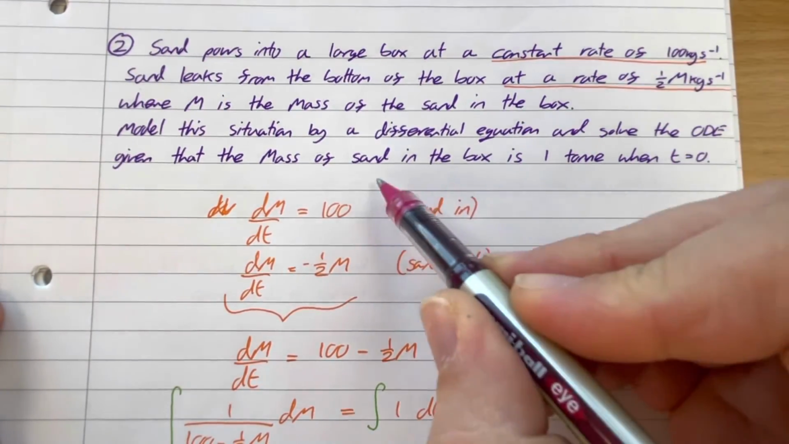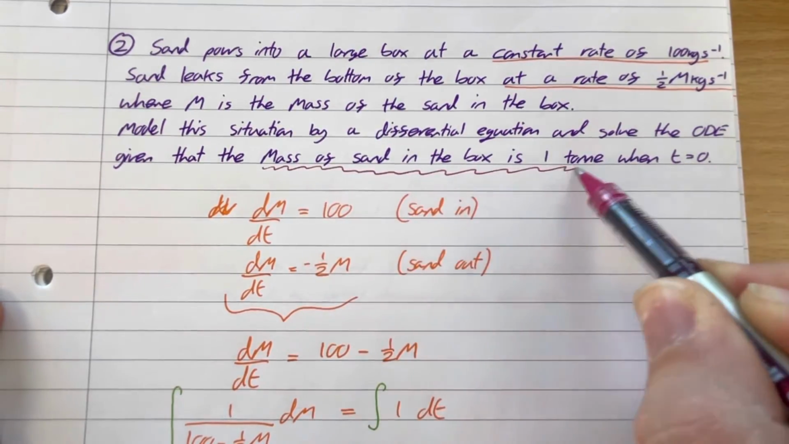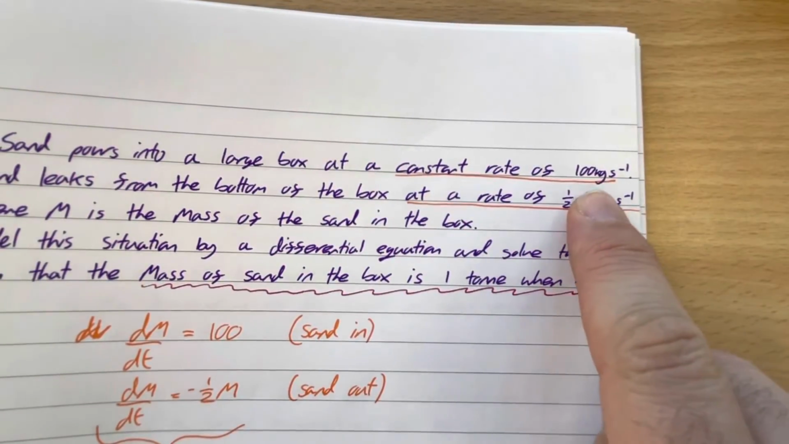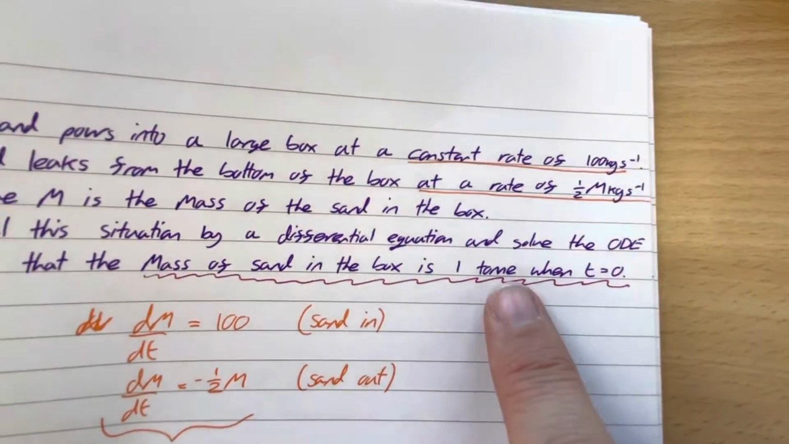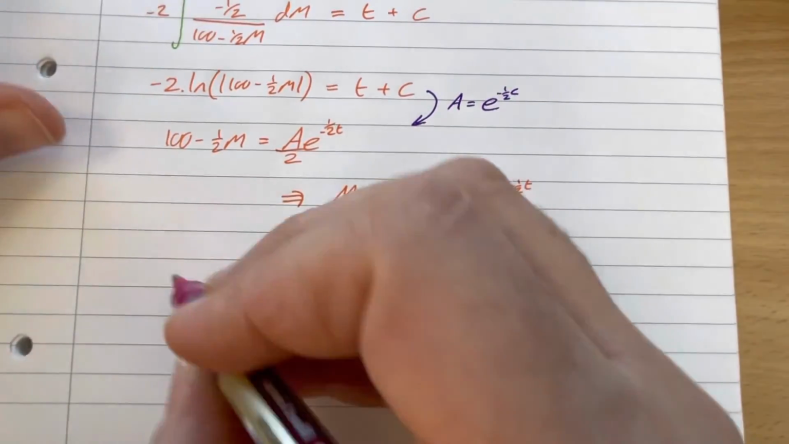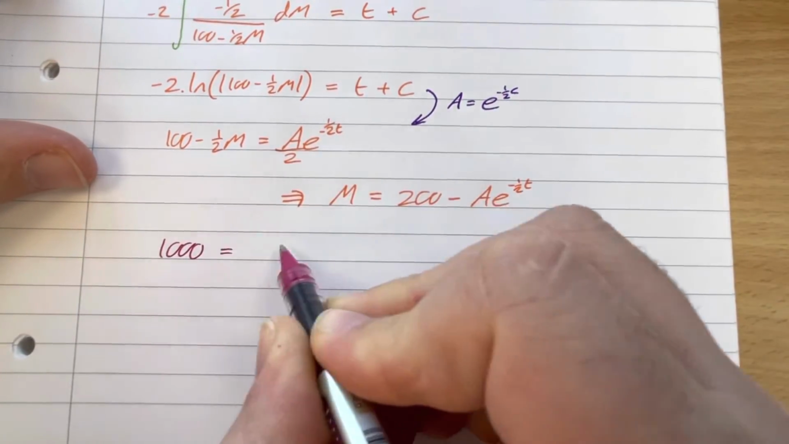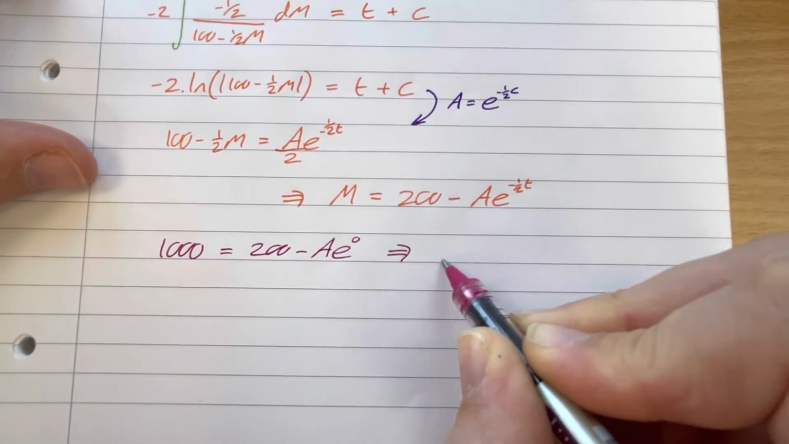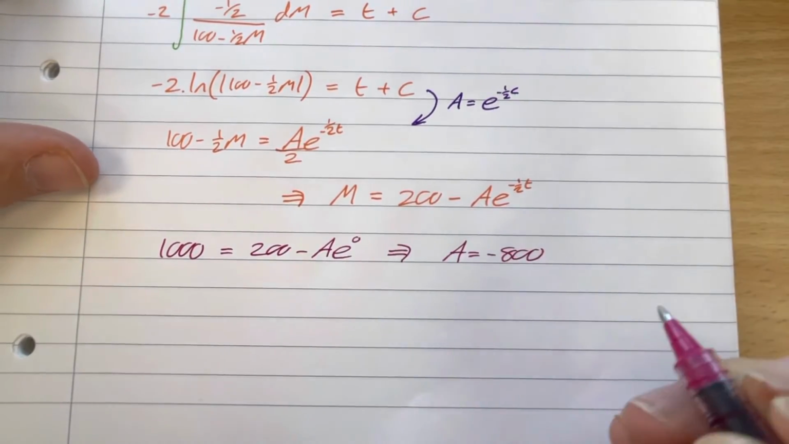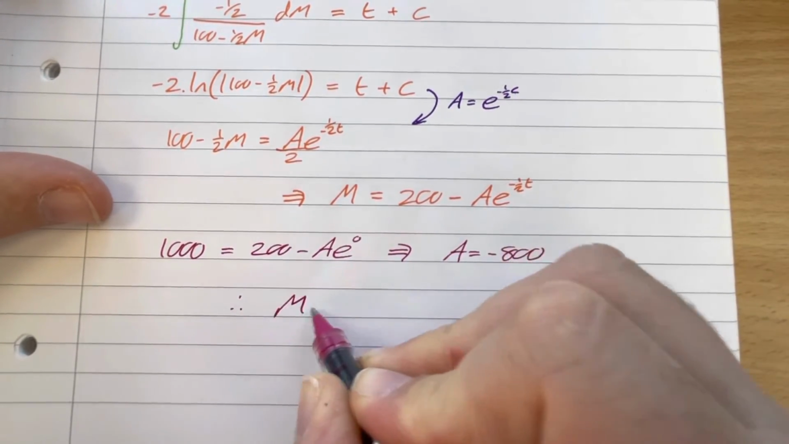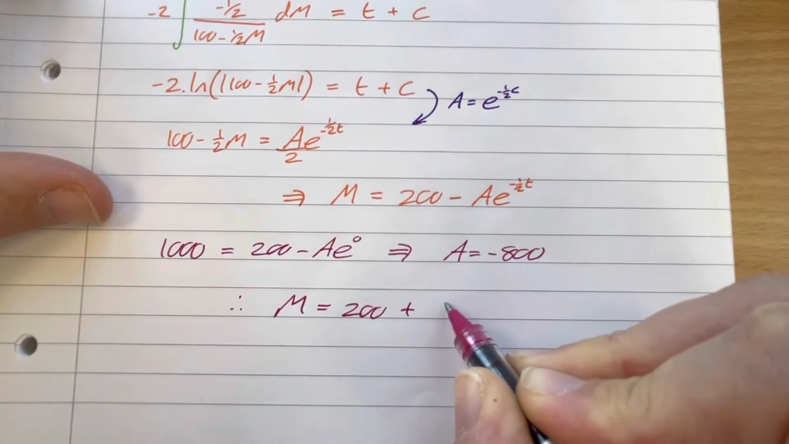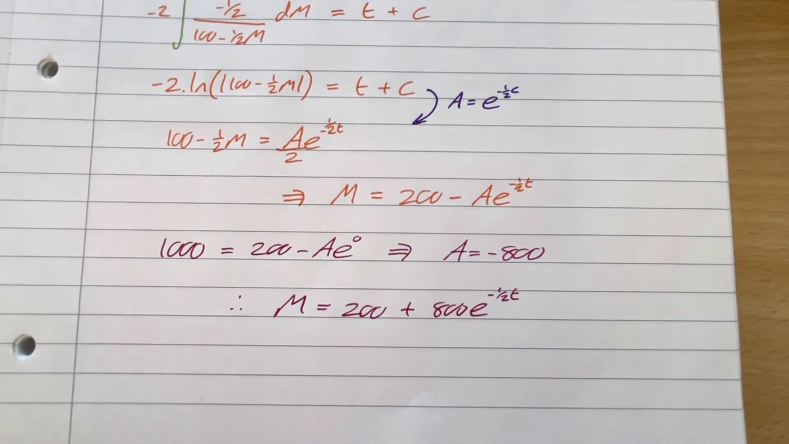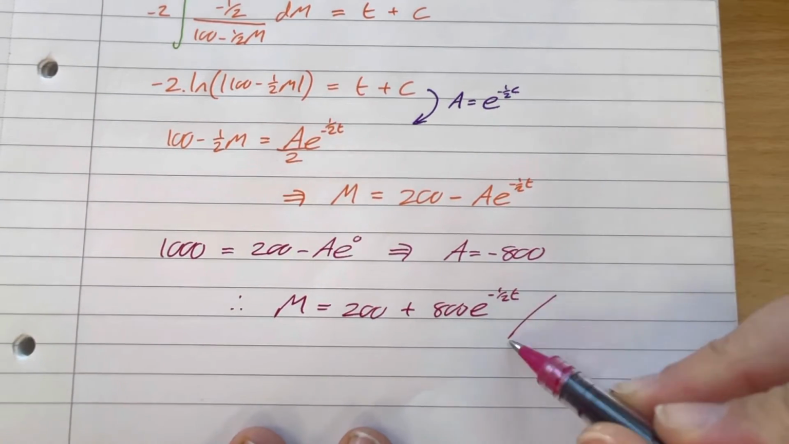So we are told that the mass of the sand in the box is 1 ton when t is 0. Everything's in kilograms and seconds, so I need to convert the ton to kilograms. So that is 1,000 equals 200 minus a e to the 0. That tells us that a is minus 800. And then we can conclude that m equals 200 plus 800 e to the minus a half t. And that is the answer to the question.